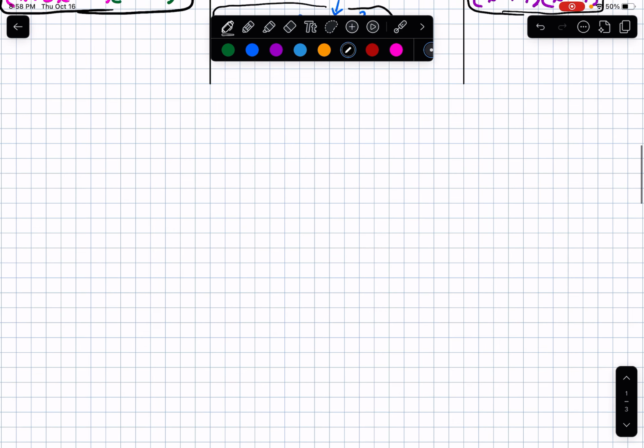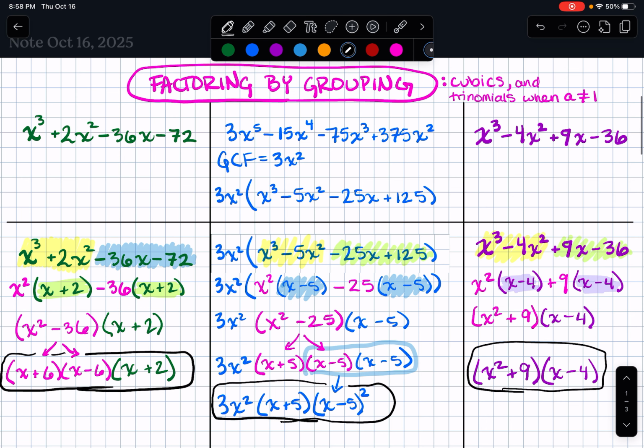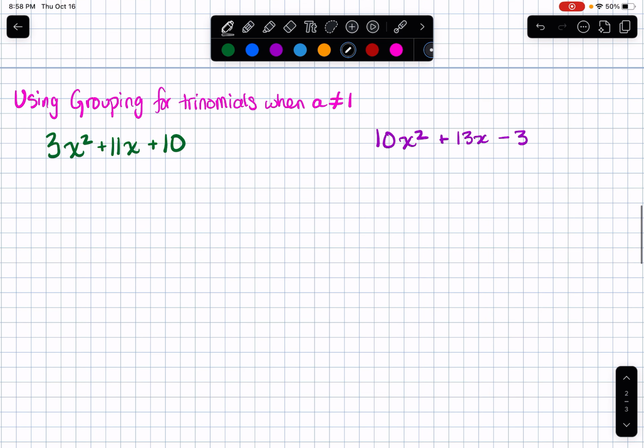One other situation I want to apply this to, so these are all factoring by grouping with cubics. And in cubics, you're starting with 4 terms. So it's kind of already easy to split this into a front half and a back half. I want to show you that you can use this grouping strategy for trinomials when a is not 1. So you may have done these in Algebra 1, kind of using guess and check or just the box method to try to figure things out. But what I want to show you is that when we have that pesky 3 in front or that pesky 10 in front of our x squared, we can use this grouping strategy to factor difficult quadratics.